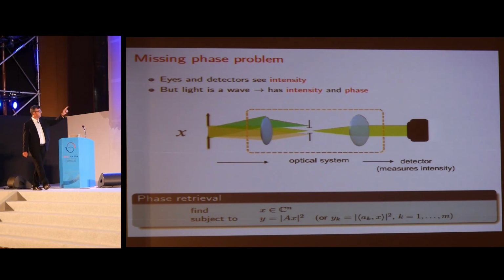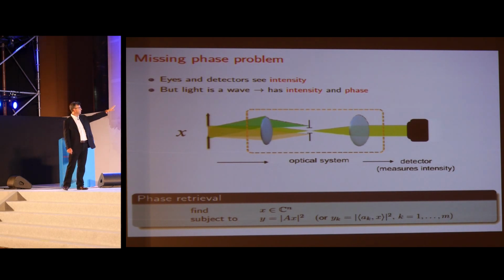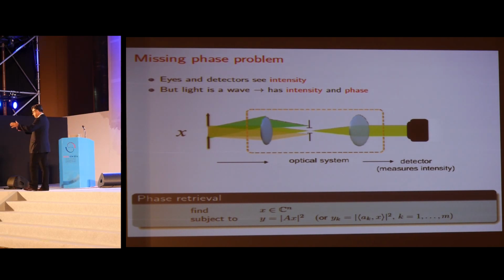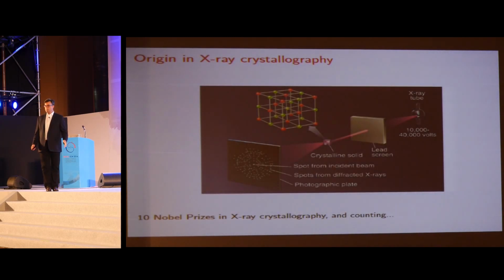And so what the detector can measure, assuming that we have linear optics, so the light field has been transformed linearly by a matrix A, what the detector will see is not the wave field, it will see the squared modulus of the wave field. So instead of seeing AX, it will see the squared modulus of AX. In other words, you're going to have quadratic equations. All right?